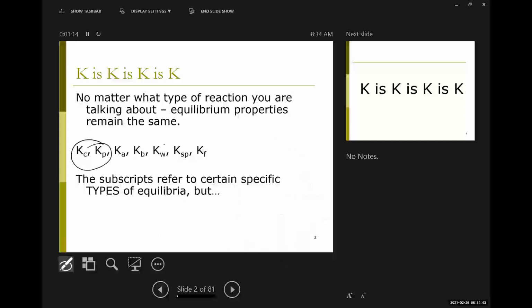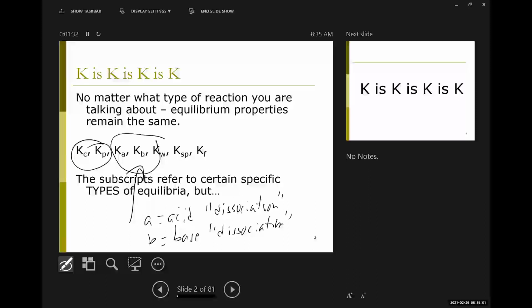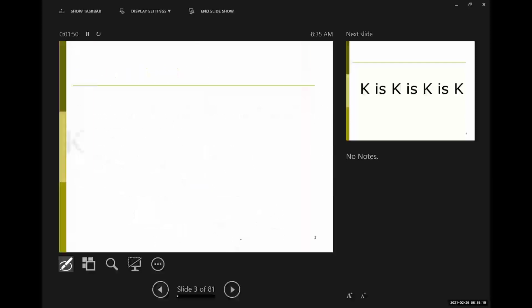The next 3 are all about acids and bases. A is for acid, technically acid dissociation. I hate that word. We'll talk more about my hate in a minute. B is for bases, again, technically base dissociation. Hate that word. And W is really for water. It's really just trying to tell me what the specific reaction is that the equilibrium constant belongs to. It doesn't change anything about how I'm going to solve it, because after all, K is K is K is K.